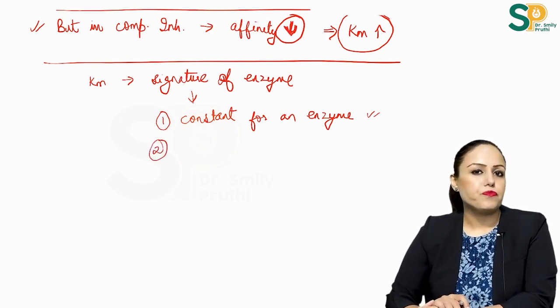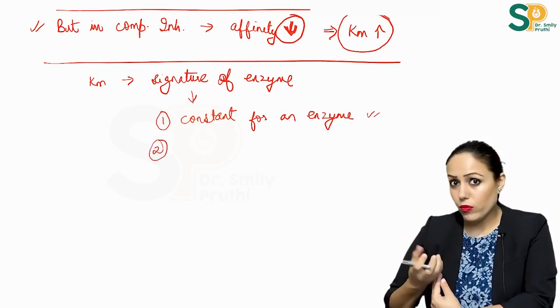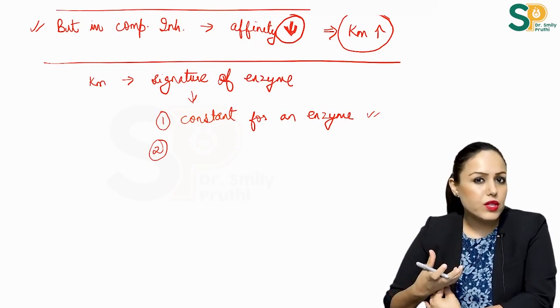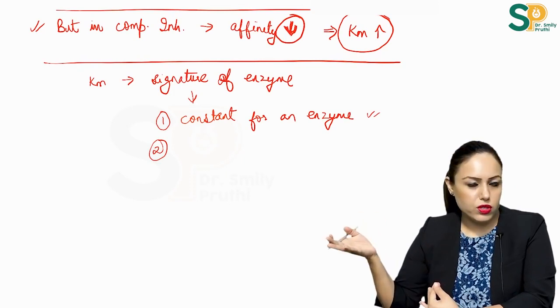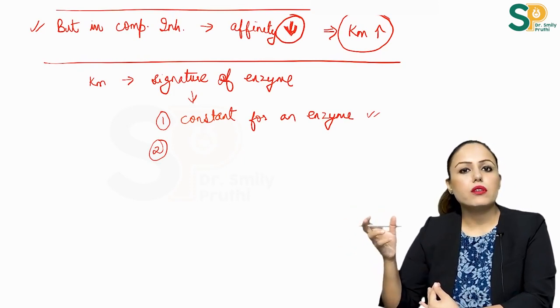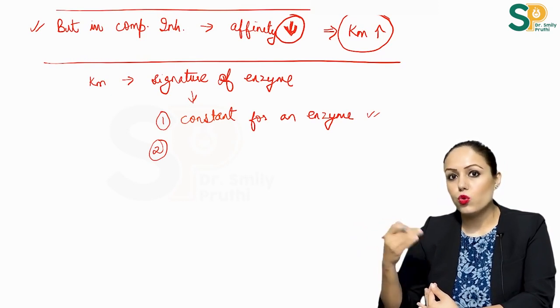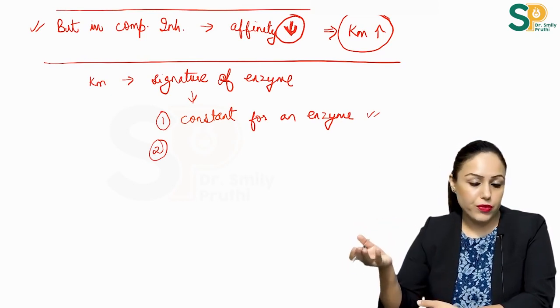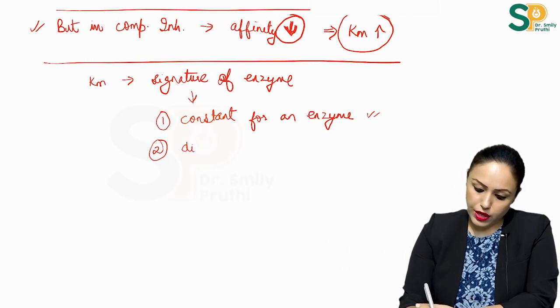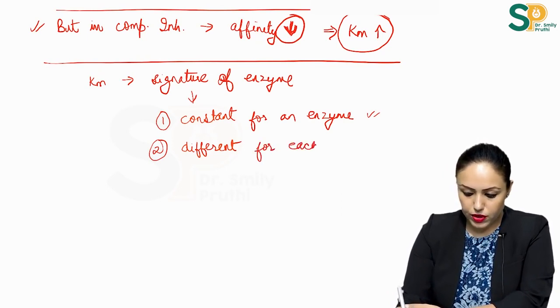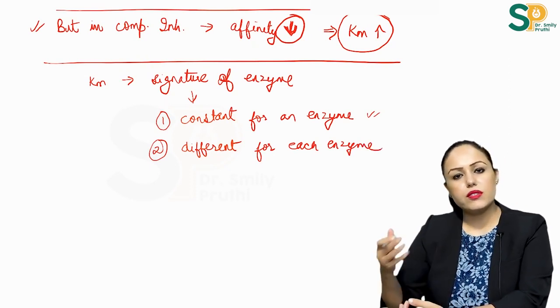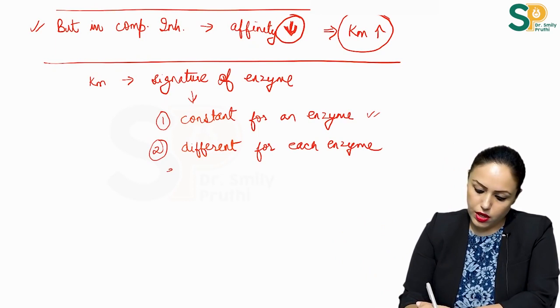Second is, one more meaning out of the word signature is that signatures are different for different individuals, right? Even twins will also have different signatures, right? So the second point which I conclude here is that Km is different for each enzyme. Every enzyme will have a different Km value.